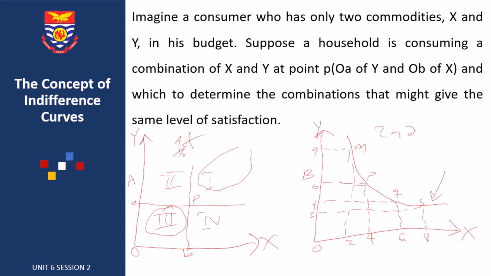The indifference curves to the northeast of MPQS will be higher indifference curves because they will contain either the same amount of one commodity and more of the other, or more of both x and y. But indifference curves southwest of the line MPQS will be lower indifference curves, yielding less satisfaction.